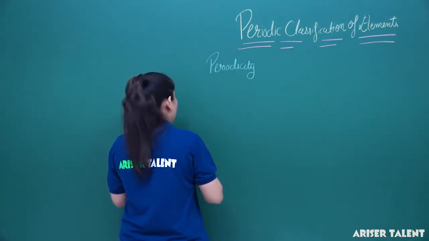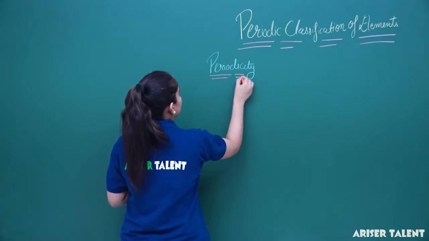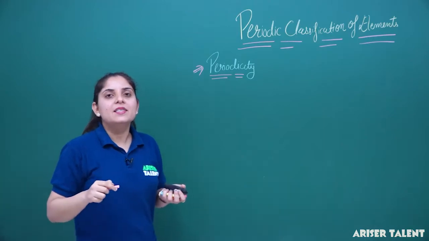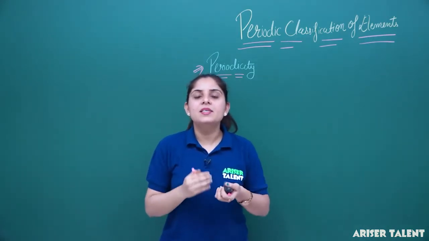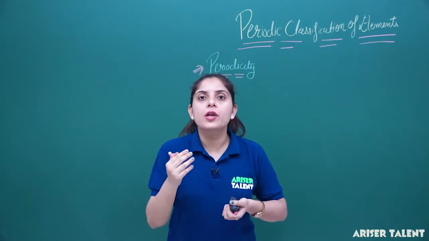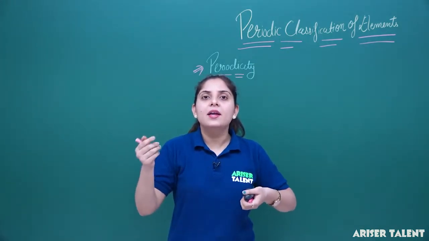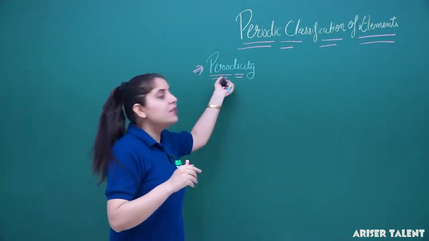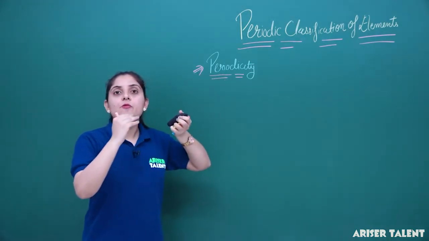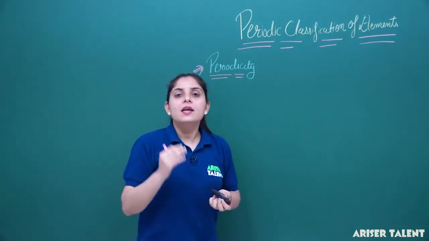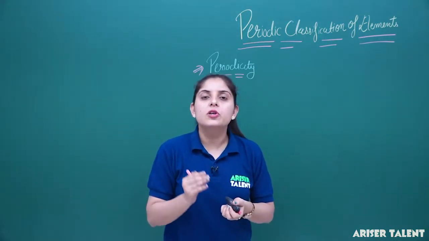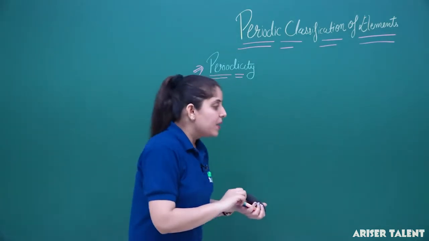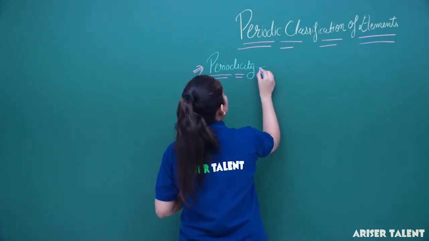Let us discuss periodicity. Periodicity is when the elements in the periodic table reoccur at regular intervals, having the same physical and chemical properties. That term is known as periodicity. And what is the basic cause of periodicity? Periodicity is generally caused by the valence electrons in the outermost shell. So firstly, let us write the definition of periodicity.